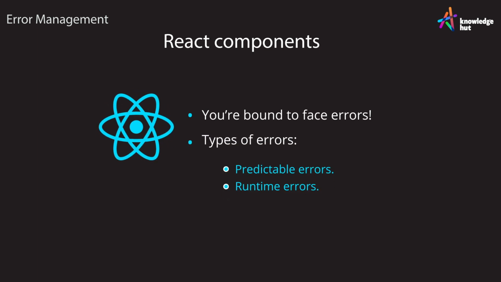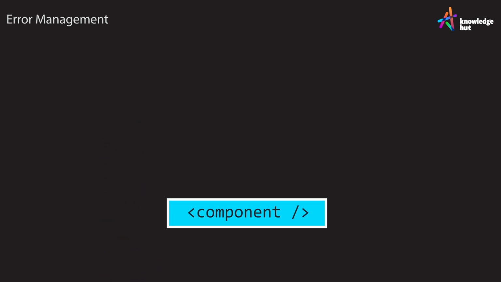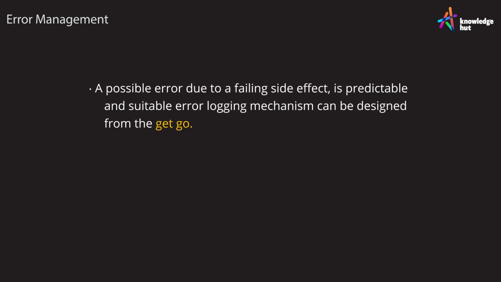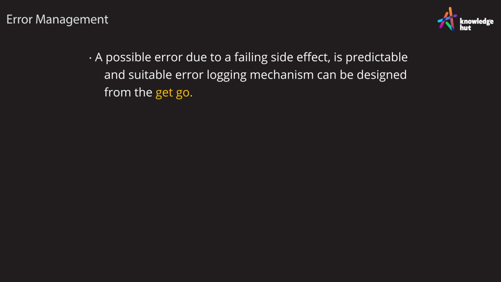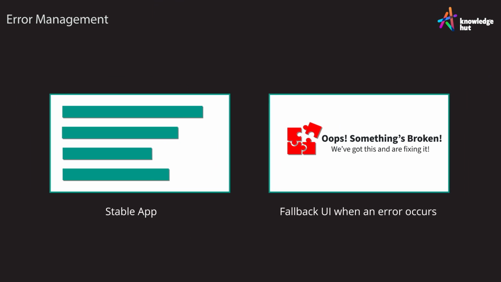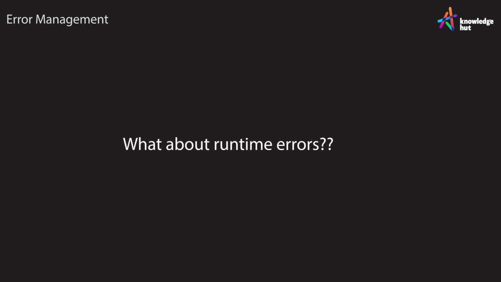There are two major kinds of errors that you may face in a React app. Your components, especially the ones which involve side effects, may produce errors, such as when an API request fails to yield data. In such cases, a possible error due to a failing side effect is predictable and suitable error logging mechanisms can be designed from the get-go. For instance, components that fetch and display data from a resource, such as an API, can produce predictable errors if API requests fail. Therefore, a fallback UI can be built right in, and suitable error logging mechanisms can be built in easily. Predictable errors can be handled, but what about runtime errors?